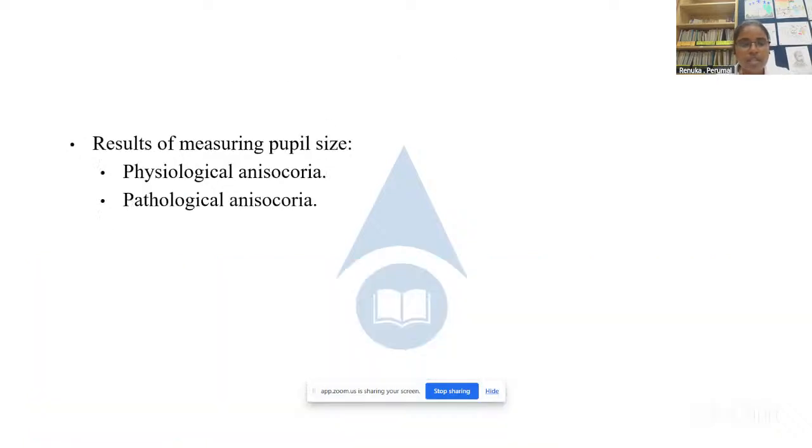So next is results of measuring the pupil size, physiological anisocoria and pathological anisocoria. So in physiological anisocoria, typically that will be less than 1 mm difference in the diameter. Normal variation in the pupil will be the difference between the two eyes.